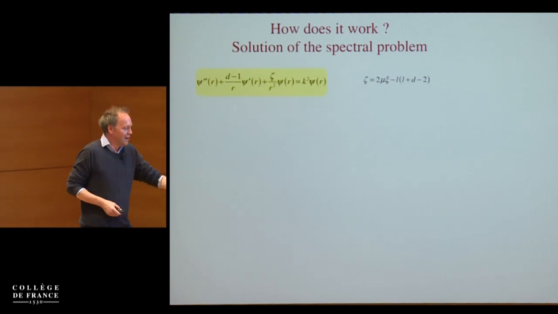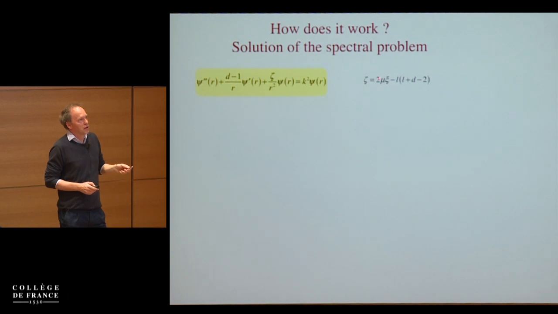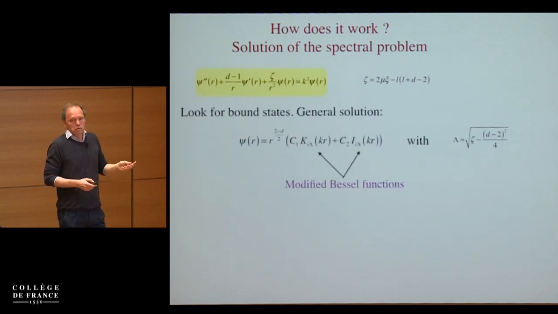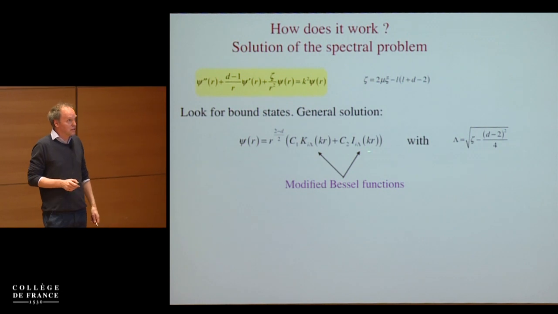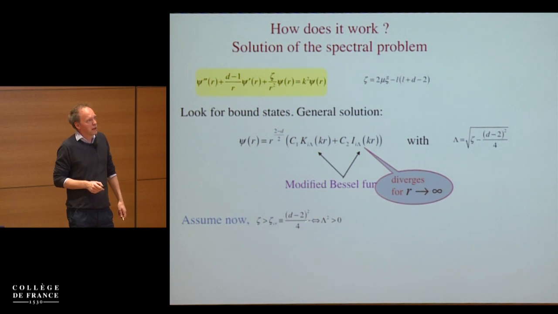Okay, good. So back to our Schrödinger problem, where this parameter zeta encapsulates both the potential energy, this 1 over r squared, and the centrifugal potential barrier. Now we want to solve this equation. We look for bound states, which are normalizable. The general solution is a linear combination of something not that ugly, called modified Bessel functions, which depend on this parameter. Now we assume that zeta is larger than this value, which means that this lambda squared is positive. If we assume this, then this function diverges for r going to infinity.